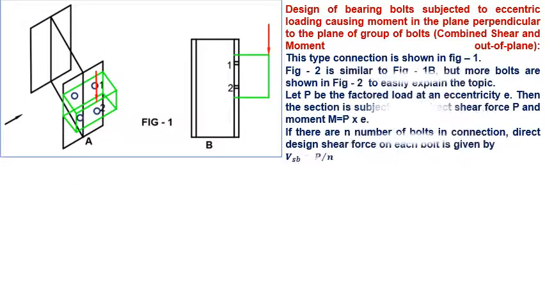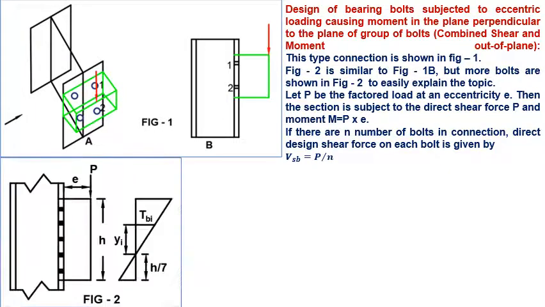that is, design of bearing bolt subjected to eccentric loading causing moment in the plane perpendicular to the plane of groups of bolts. This type of connection is shown in figure first. Figure second is similar to figure first, but more bold, shown in figure second to easily explain the topic.